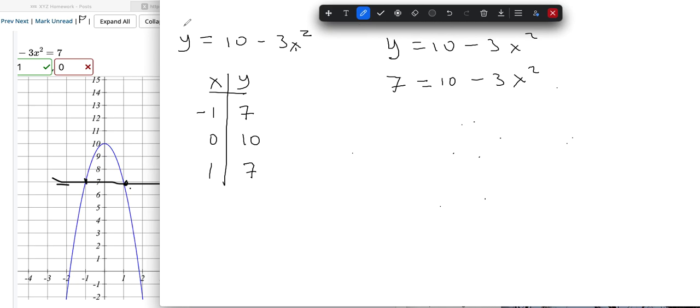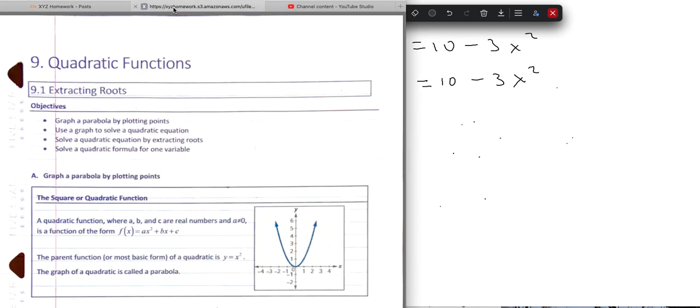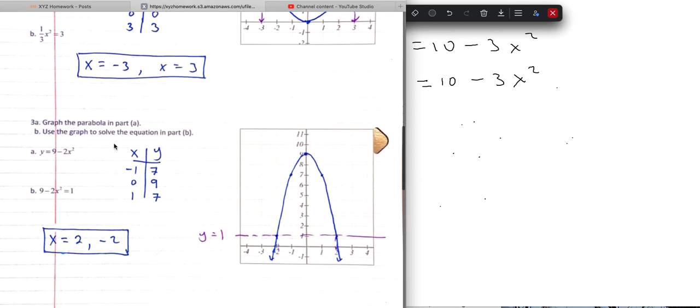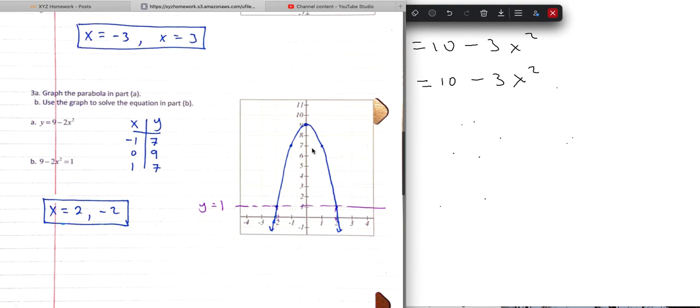Hopefully that helps. And then, the other thing I was going to say, if you want to see another version of that same thing, it was 3A in the notes. So there's another example showing basically the same idea of what I just went over.